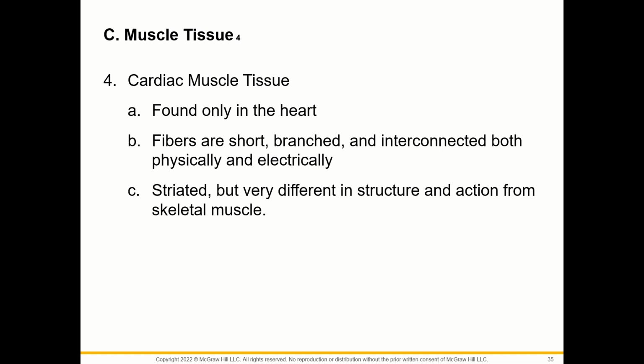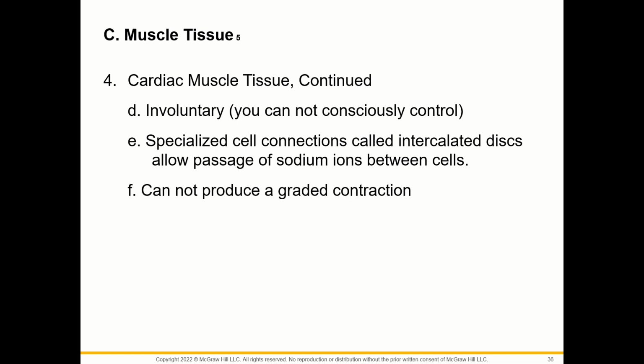Cardiac muscle tissue is found only in the heart, and the fibers are short, branched, and interconnected both physically and electrically. Cardiac muscle tissue is striated, but is very different in the structure and action from skeletal muscle. Cardiac muscle tissue is involuntary. You cannot consciously control it. It is specialized to allow for the passage of sodium between the cells. That helps the cells to beat in unison.